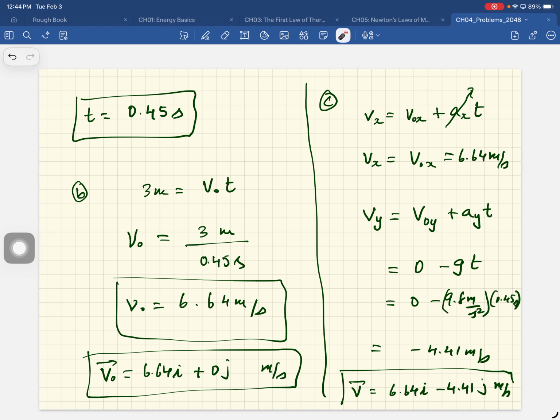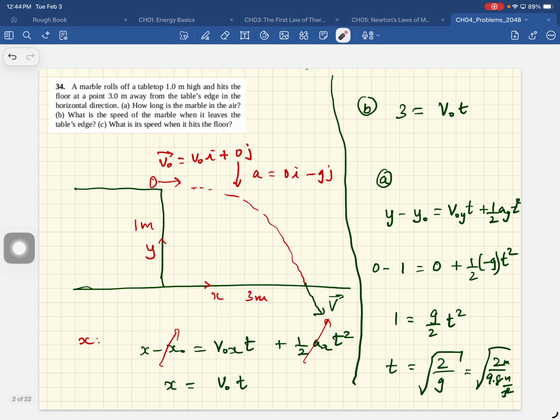What quadrant is this vector in? I'm sorry? First quadrant? Fourth quadrant. It's got a positive x component, negative y component. And see, there's vectors in the fourth quadrant.